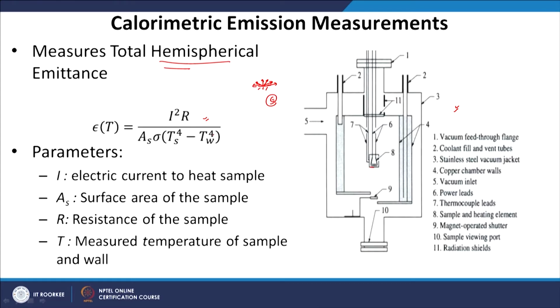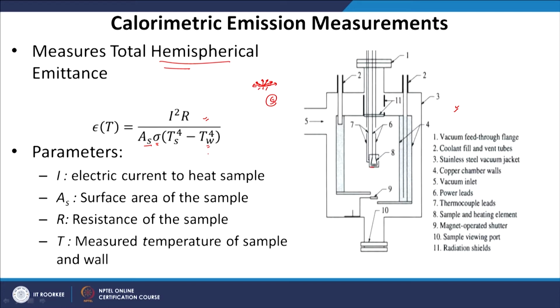So, the amount of energy given to the sample should be equal to the amount of energy lost by the sample through radiation, and this is equal to AS times sigma, where AS is the surface area of the sample, sigma is the Stefan-Boltzmann constant, and Ts is the temperature of the sample, which is measured using a thermocouple. So, we have to place thermocouples on the sample, and Tw is the temperature of the wall. So, we have to put some thermocouples at the wall of the furnace. So, these two temperatures are measured.